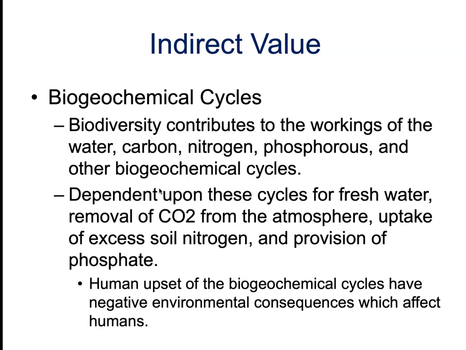Biogeochemical cycles. The biodiversity within ecosystems contributes to the workings of the water, carbon, nitrogen, phosphorus, and other biogeochemical cycles. Humans are dependent on these cycles for fresh water, the removal of carbon dioxide from the atmosphere, the uptake of excess soil nitrogen, and the provision of phosphate. Humans can upset the biogeochemical cycles and have negative environmental consequences which can affect humans.